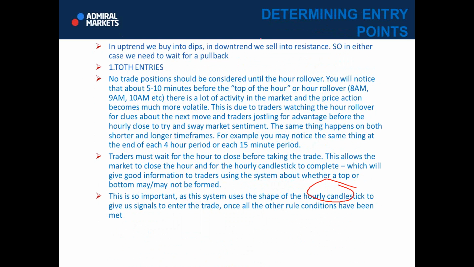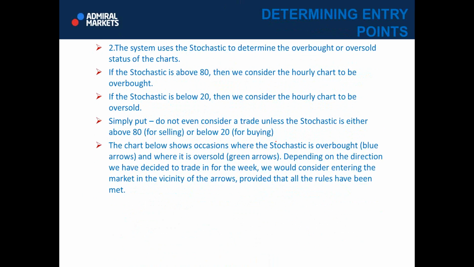Now, determining entry points. You use the 1 hour chart for entering the trades. Always use the top of the hour candle, so the close of the candle, the hourly rollover, because the hourly candlestick will show you candlestick patterns which you will use for placing the entry. Pay attention to the stochastic, whether it's above 80 or below 20. Above 80 for selling, below 20 for buying.